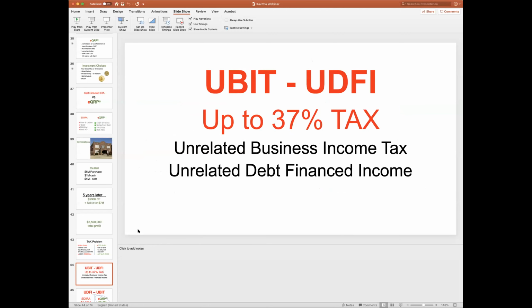The UBIT, it's called unrelated business income tax, and it's derived from unrelated debt financed income. So basically anything that has leverage, if there's a loan involved, then the IRS says, well, that's not just the retirement money, that's also this other thing that's participating, so we're not going to let you keep all the money. And so you end up losing a lot of the profit.